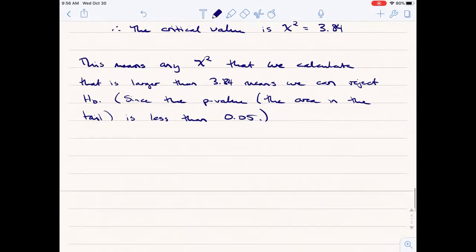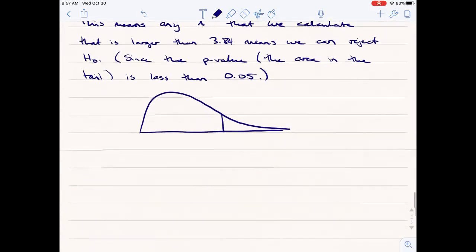Okay. So what that looks like, if we're going to draw it out, we've got this chi-squared distribution here. And we've got this critical value, chi-squared equals 3.84. Which means that the area in the tail here is 0.05. P equals 0.05, which is our alpha. Oops, got rid of all my stuff. So that's from the table.